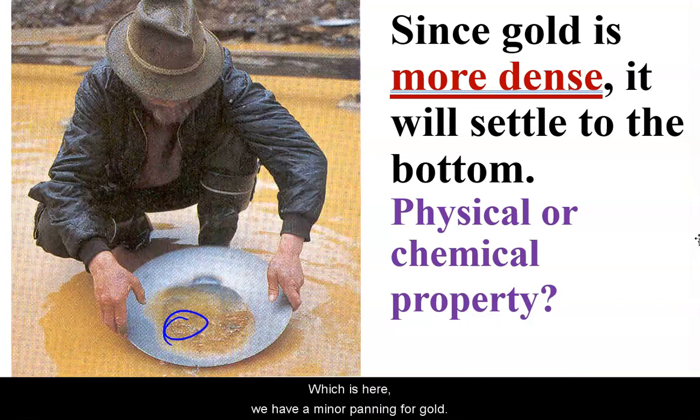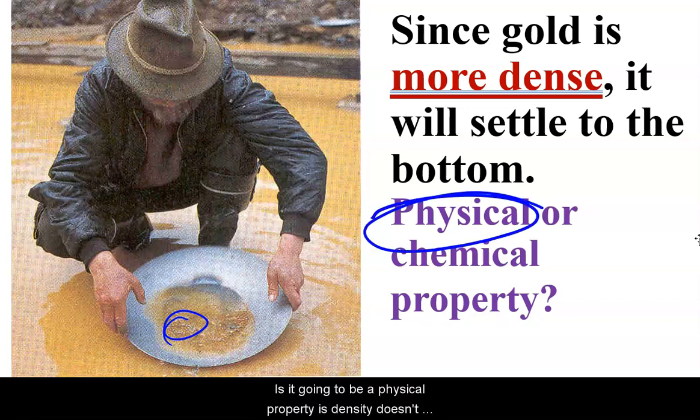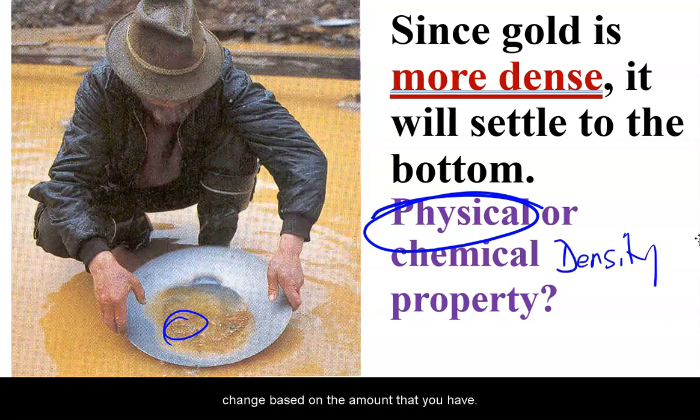Since gold is more dense, it will settle to the bottom, which is here we have a miner panning for gold. Is this a chemical or physical property? This is going to be a physical property because density doesn't change based on the amount that you have.